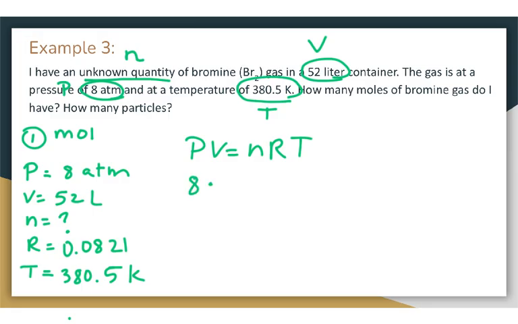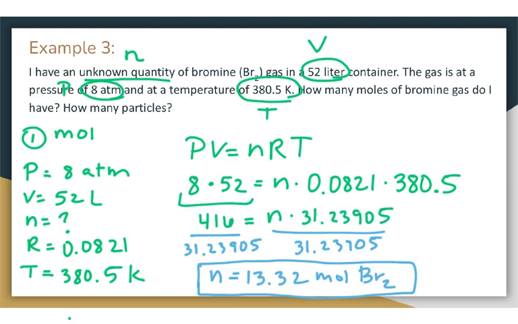My pressure is 8, volume 52, n is my unknown, R 0.0821, and our temperature 380.5. All right, and I just paused that and solved that through. Feel free to pause the video if you want to solve and check that you got the same answer as I did. So for that part one, finding our moles of bromine, I got n equaling 13.32 moles. Now that second part, looking for how many particles.